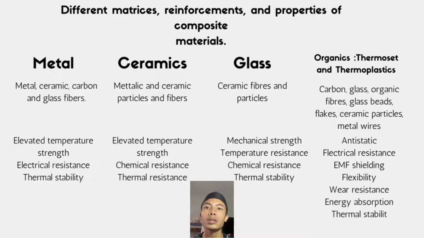The third one is glass. The reinforcement materials are ceramic fibers and particles. The properties that have been modified are mechanical strength, temperature resistance, chemical resistance and thermal stability. The last one is organic. The reinforcement materials are carbon, glass, organic fiber, glass bead, plates, ceramic particle and metal wire. The properties that have been modified are anti-static, electrical resistance, EMF shielding, flexibility and wear resistance.